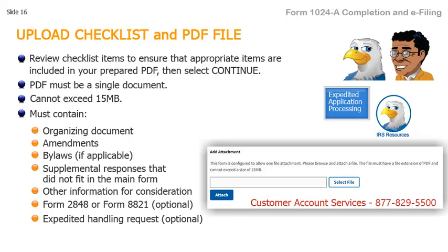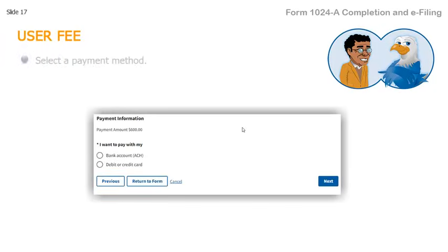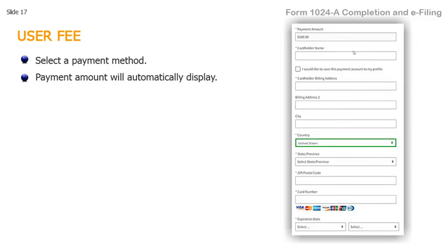To upload the PDF, you'll be prompted to browse your computer or file storage location and select the document you want to upload. Just follow the prompts on the screen and select Attach after you've identified the correct file to upload. You're almost ready to submit your online application. Just one more step. This is where you must enter your user fee payment information using a bank account or credit or debit card. The system will automatically display the correct amount due, so don't worry about under or overpaying.